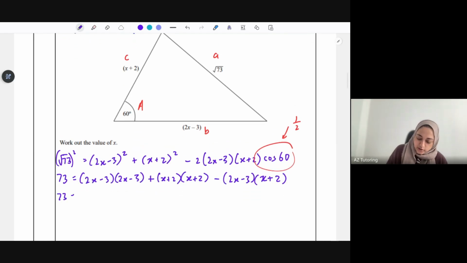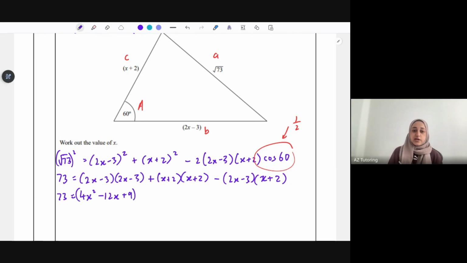Okay, so 73 equals 2x times, you can use your grid method or you can use FOIL. It's up to you how you want to expand this, but you should be quite confident on how to expand that. 2x times 2x is 4x squared. 2x times minus 3 is minus 6x. And then we've got minus 6x again because minus 3 times 2x, so minus 12x. Minus 3 times minus 3 is 9.